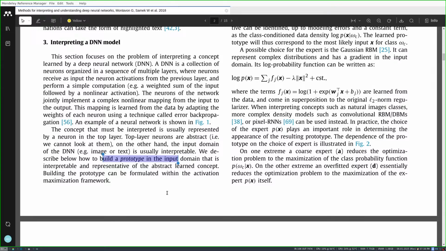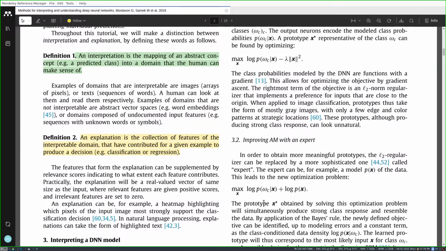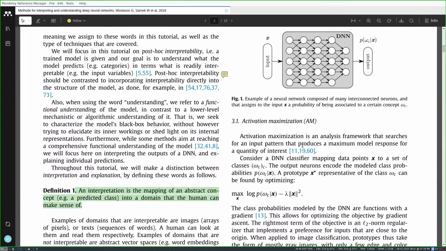Building a prototype can be formulated within the activation maximization framework. Activation maximization is an analysis framework that searches for an input pattern that produces a maximum model response for a quantity of interest.